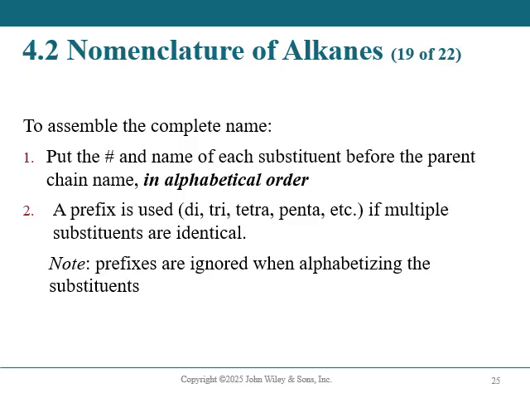To assemble the complete name, we put the number and the name of each substituent before the parent chain in alphabetical order. A prefix is used if multiple substituents are identical. Prefixes are ignored when alphabetizing the substituents. This is actually a pretty important point. This is a very common mistake I noticed. Those prefixes don't count at all for assigning alphabetical order. Super important.